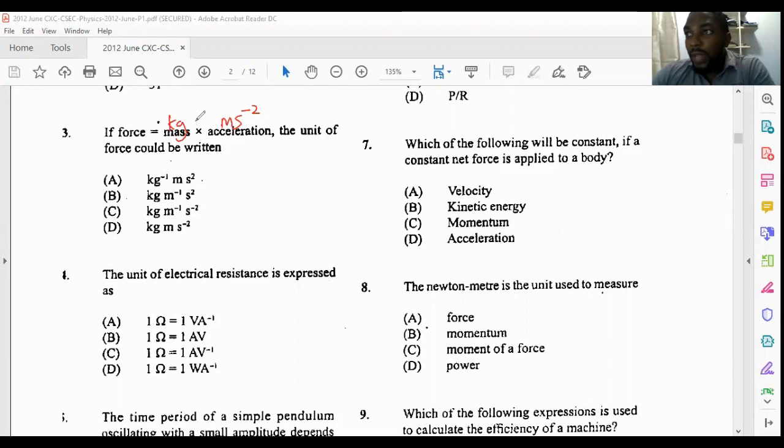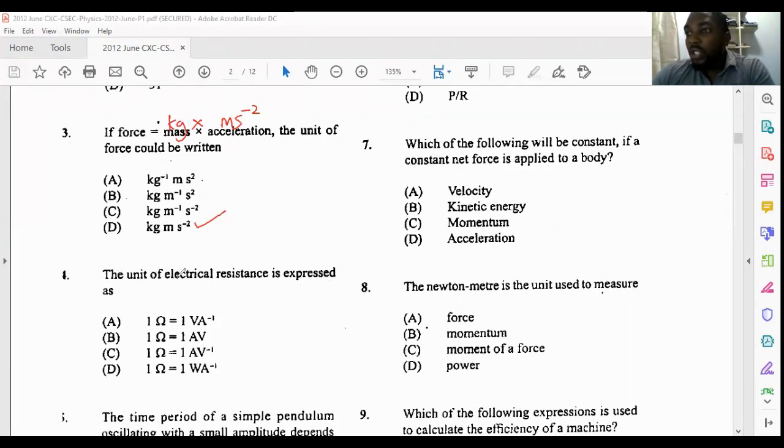And because we are multiplying, it means we have to do the same thing to the units. So we're going to multiply kilograms by meters per second squared, right? And the unit that shows what happens when you multiply kilograms by meters per second squared is option D. So it gives us kilograms meters per second squared. We're going to use that same knowledge to decipher number 4.